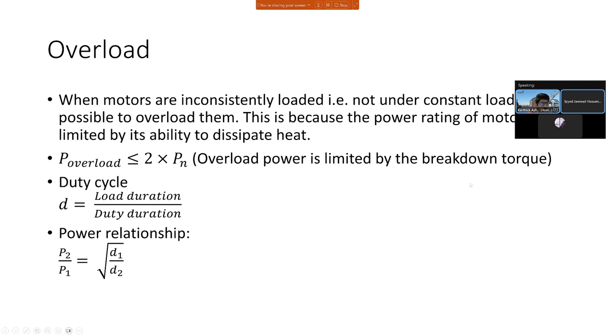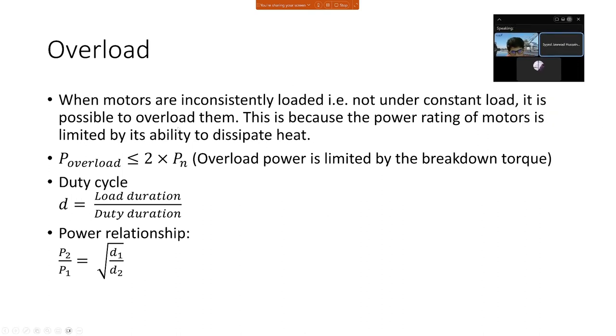Like I mentioned previously, there is the case of overloading the motor, which means you're going above the nominal torque rating, but the limit is of course the breakdown torque. In general, it is less than 2 times the nominal power. And then there is the duty cycle, which is the load duration divided by duty duration. If you're running your motor for 1 hour, but using it at high power only for 10% of this time, then your duty cycle is 10%. This is the average power versus duty cycle, but we are not looking into detail on that.